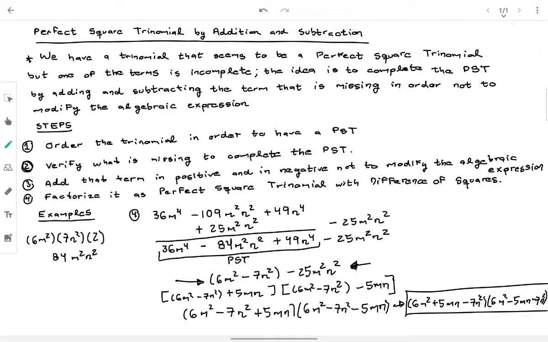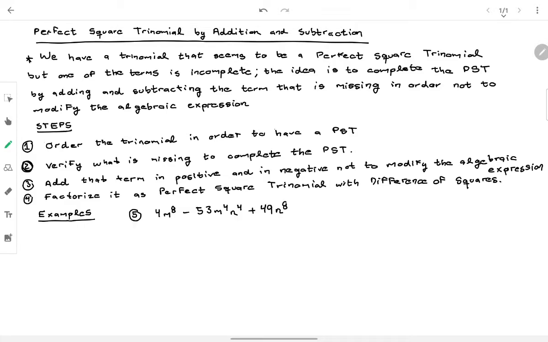So let's see one last example. So in this specific exercise, we have something like this. Remember, we need to check out the specific structure we need to have a perfect square trinomial. So in this case, it's going to be plus 49 n to the 8. So it's going to be 2m to the 4 that multiplies 7n to the 4, that multiplies 2. So it's going to be 28 m to the 4 n to the 4. So it's going to be here minus 28 m to the 4 n to the 4.